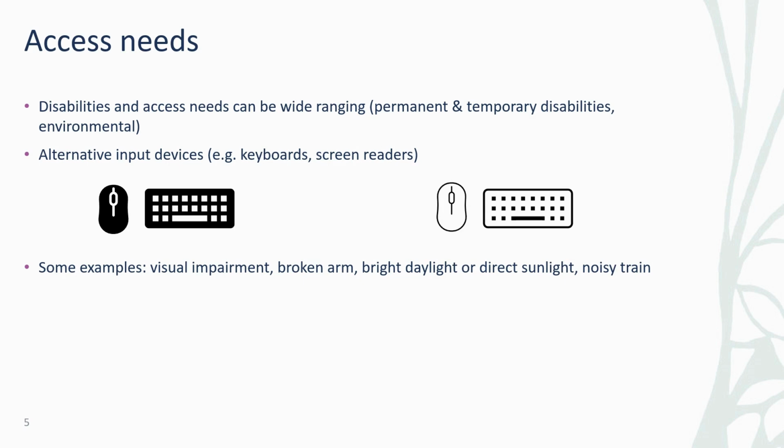One example would be injury, such as a broken arm. Another example would be environmental, such as a screen reader in bright daylight or direct sunlight. Or a user on a noisy train who may struggle to hear audio content or concentrate on complex content.